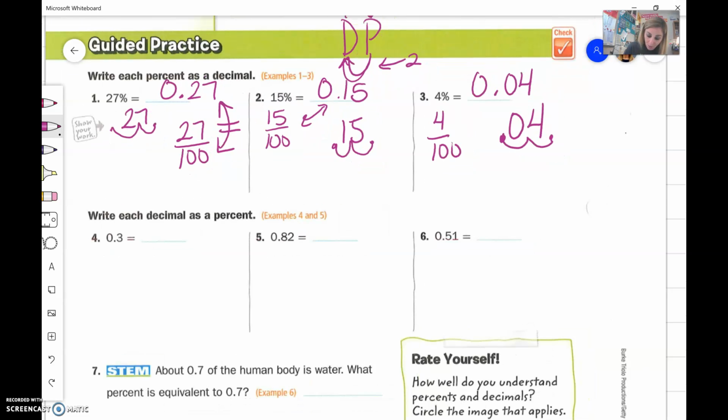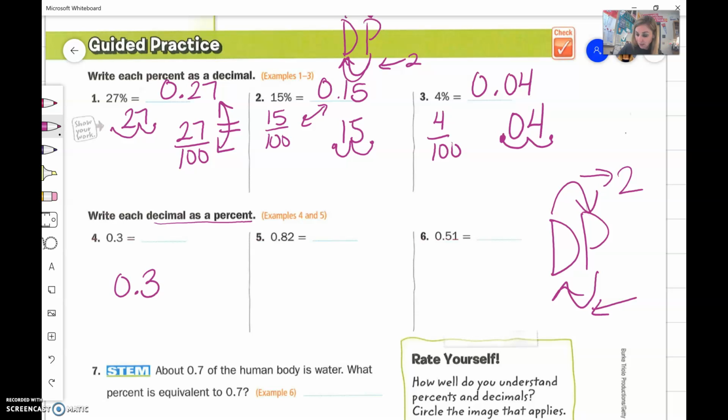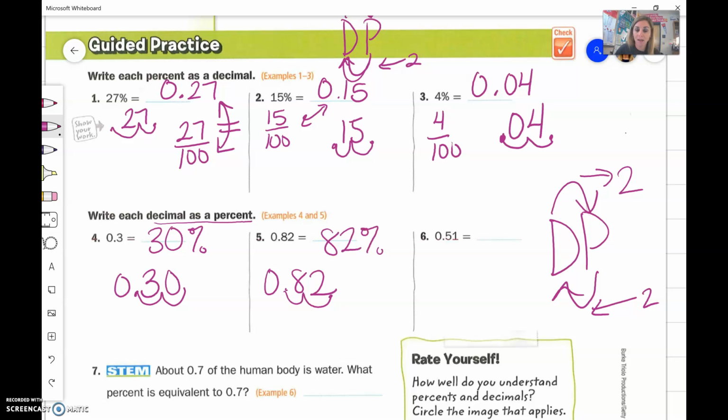Okay, so we're going from a decimal to a percent. So here we go. When we go from a decimal to a percent, remember my DP. Decimal to a percent means I move it over 2 places to the right. Percent to a decimal means I move it 2 places to the left. But since I'm going decimal to percent, I'm going to move it 2 places to the right. 1, 2, annex a 0. That gives me 30. Slap on a percent, 30%. 0 and 82 hundredths, 2 places to the right, gives me 82%. And then the last one, 0 and 51 hundredths. Move it 2 places to the right, gives me 51%.